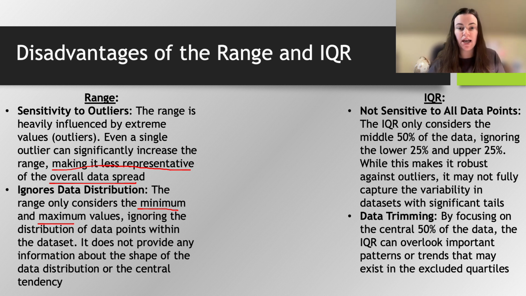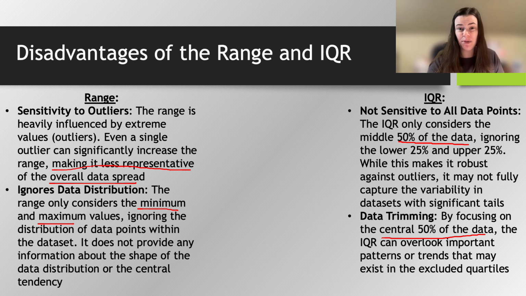In terms of the IQR, it's also not sensitive to all data points because, again, with the IQR, we are only concerned with that middle 50% of the data. Therefore, we are ignoring that uppermost quartile and the lowermost quartile. We also have this idea of data trimming, which is that by focusing on that central 50% of the data, we could possibly be overlooking patterns and trends that may be occurring on either end of those extreme distributions.